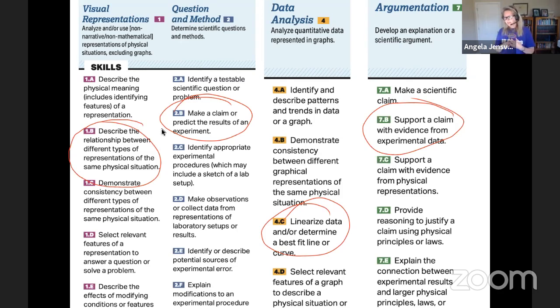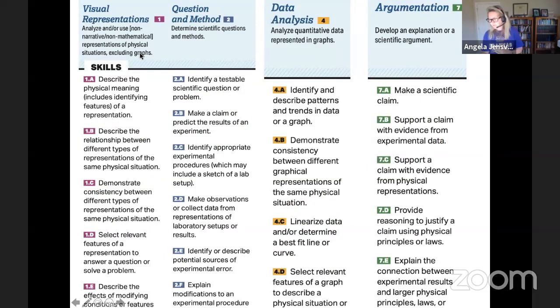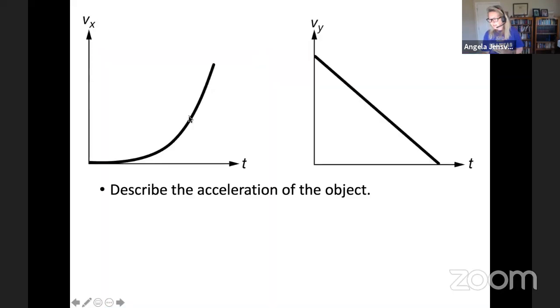Not exclusively, but I'll try to practice these types of questions in our lessons together. So let's get started. This is a representation. This is a graph. It's just a sketch. It's not a plot, just a sketch of a graph. And I want you to describe the acceleration of the object, and I'm going to give you 30 seconds.